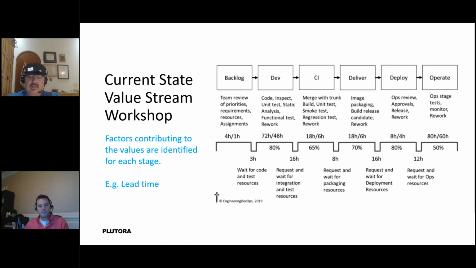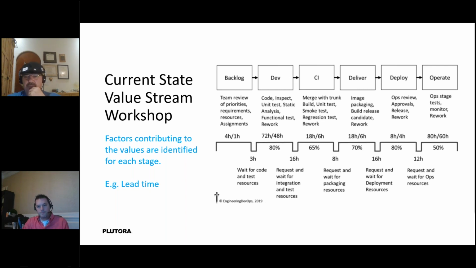The team reviewed at the backlog level. They were reviewing priorities and resources and assignments, and that's what was consuming the time. So it was a manual review at the dev stage. It was basically coding, inspecting, unit testing, and all of that. You jot down the major contributing factors to, in this case, lead time, and they came up with some numbers: 4 hours of lead time and 1 hour of process time. A lot of the difference was, hey, we needed to get together for the meeting. We had to gather people together. So the difference between 4 and 1 was basically getting people together.